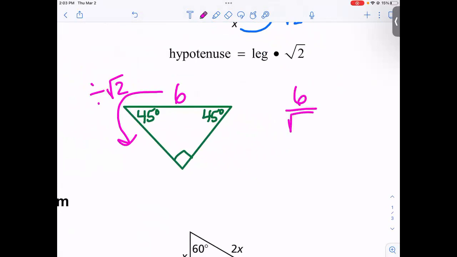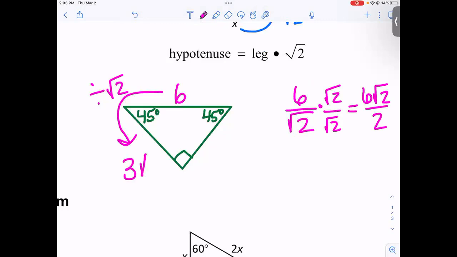6 divided by radical 2. Hold on. Some of your brains are working so fast and I love it, but let's wait for the rest of the class. If we're dividing by radical 2, can we leave radical 2 in the denominator? You're right, Emily, we need to multiply by radical 2 over radical 2. So we have 6 radical 2 over 2. So our answer is 3 radical 2.